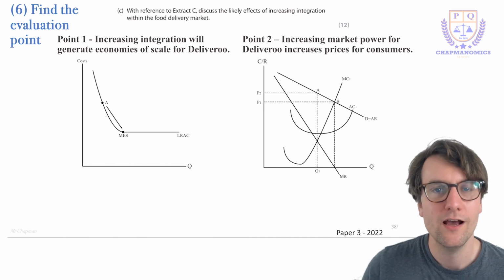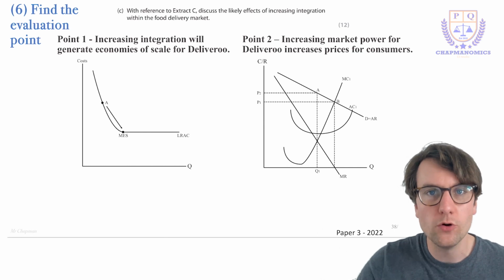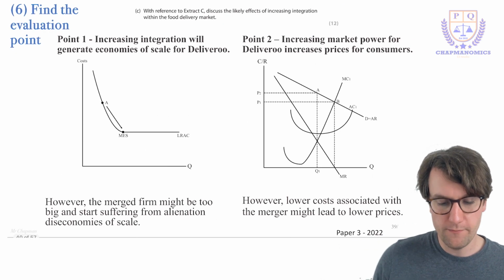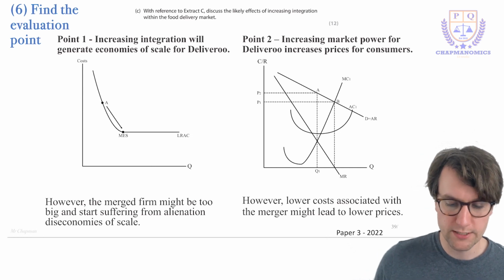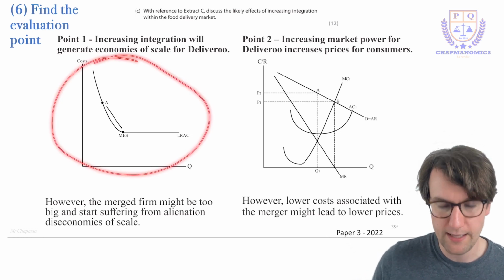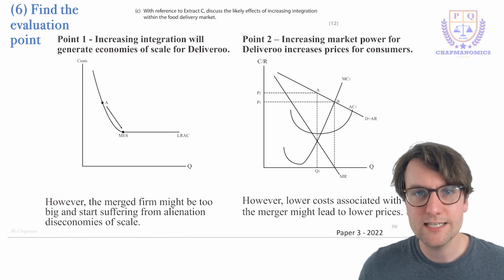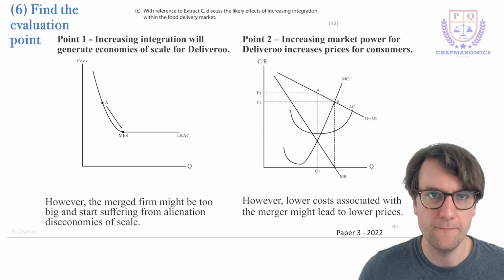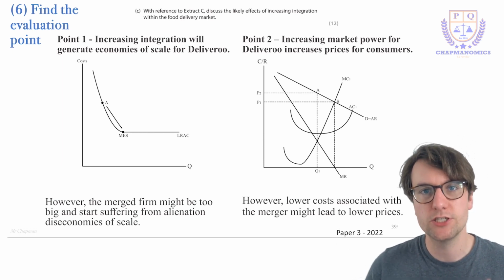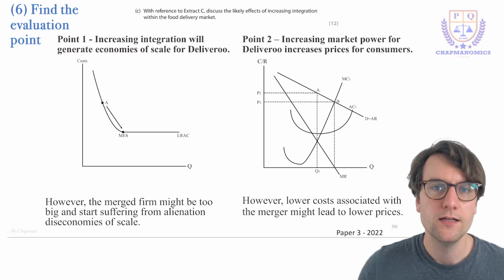How'd you get on? Hopefully you managed to do some evaluative points here and think about what might not be causing our points to happen. For me, I suggested that increasing integration for Deliveroo, generating these economies of scale that we're talking about here, actually if Deliveroo merged with someone else, they might be too big and therefore start suffering from diseconomies of scale. By becoming such a behemoth, such a giant firm, Deliveroo is already pretty big. That's that context.